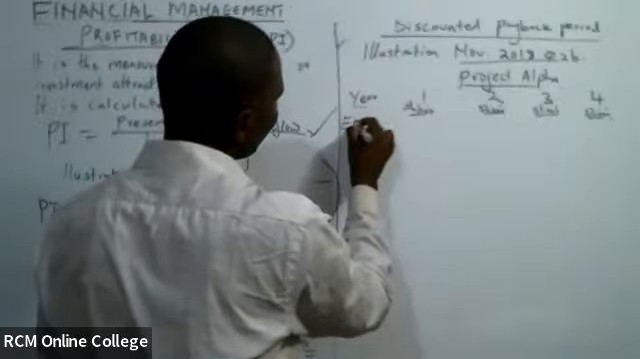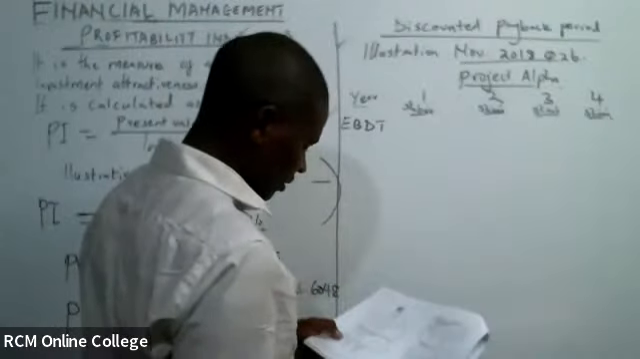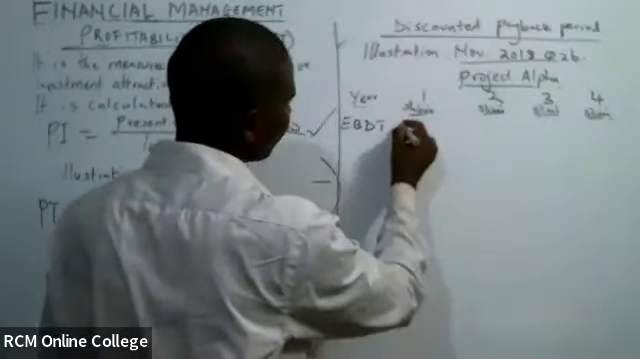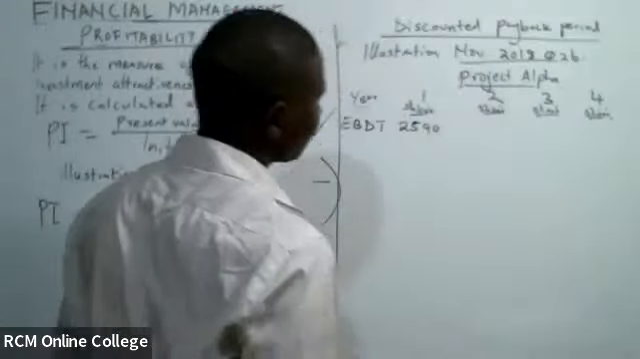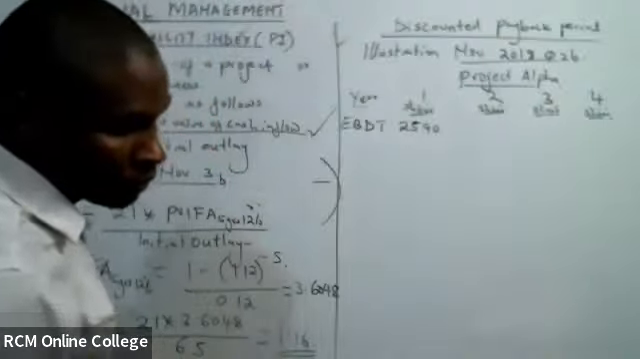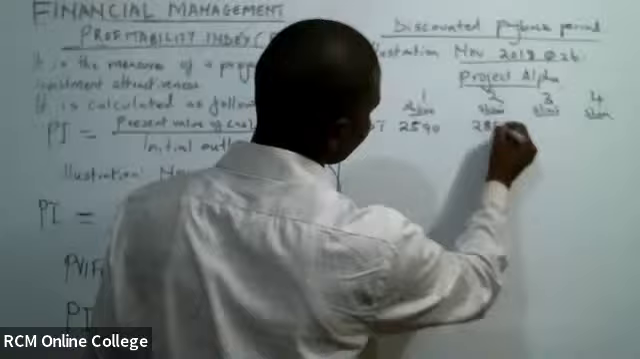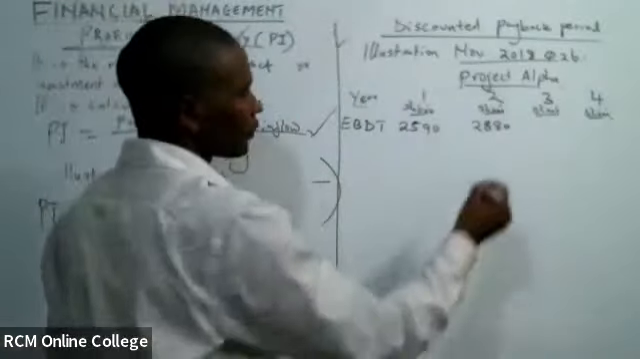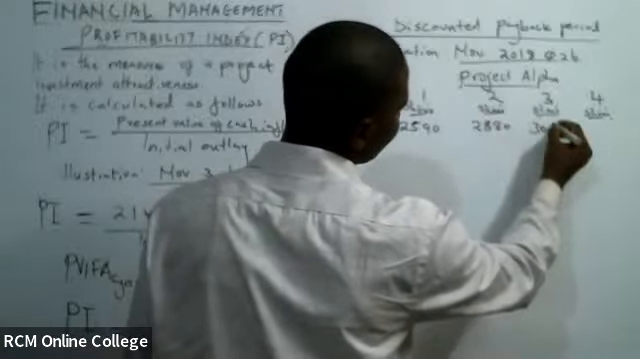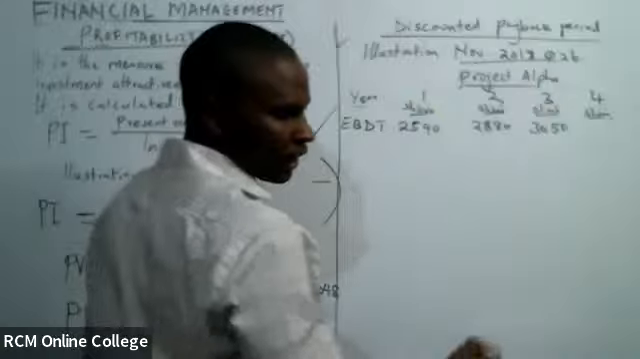So our earning before depreciation and tax for year 1 is 2590. Year 2, 2880. Year 3, 3050. And year 4, 2950.